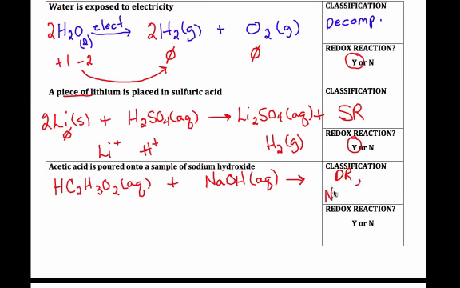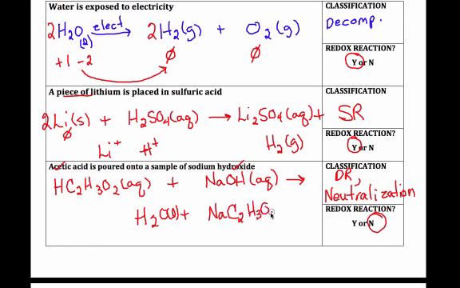Since it's an acid plus a base, I also know that it's a neutralization. Okay, double replacements are not redox. So the H plus of the acid is going to go with the OH minus to make water. And then that's a liquid. That's my driving force. And then I get sodium acetate. All group 1 salts are soluble without exception. So neutralization is an acid plus a base making a salt plus water.